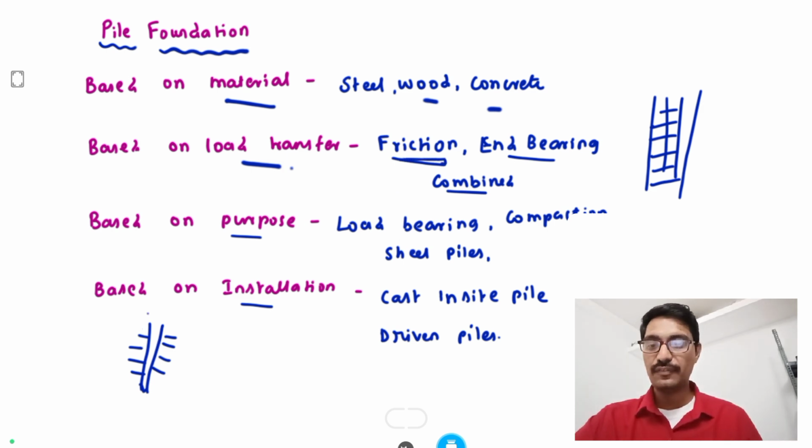In friction piles, the wall of the pile is very rough, so that the friction between the soil and the pile is very high. The next thing is end bearing piles.